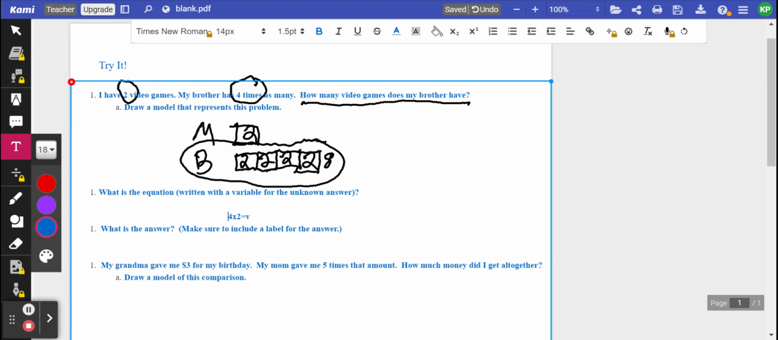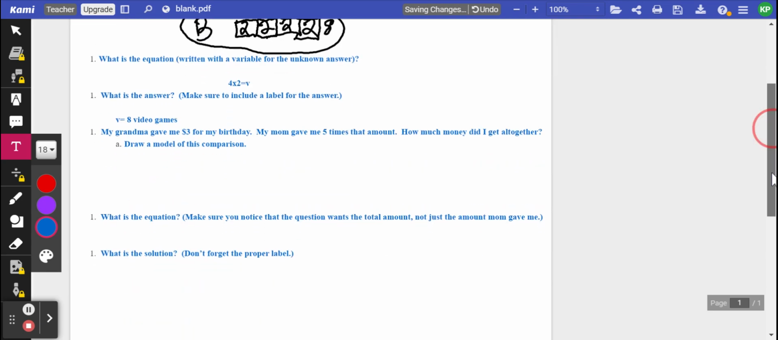So I had 4 times 2 equals V, my variable for what I was looking for. So what was the answer? What did V equal? So I'm going to go ahead and write my variable as V equals my answer. My answer was 8. And what was I talking about here? I go back to the question. It said how many video games? So it was 8 video games. That should be my answer there. 8 video games.